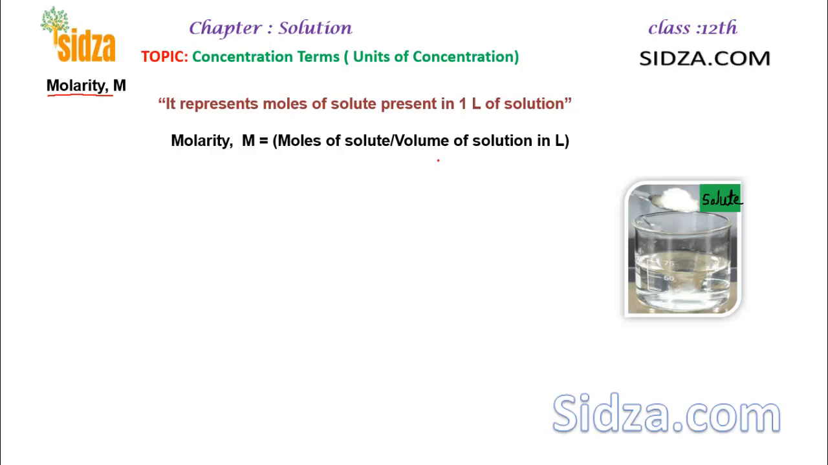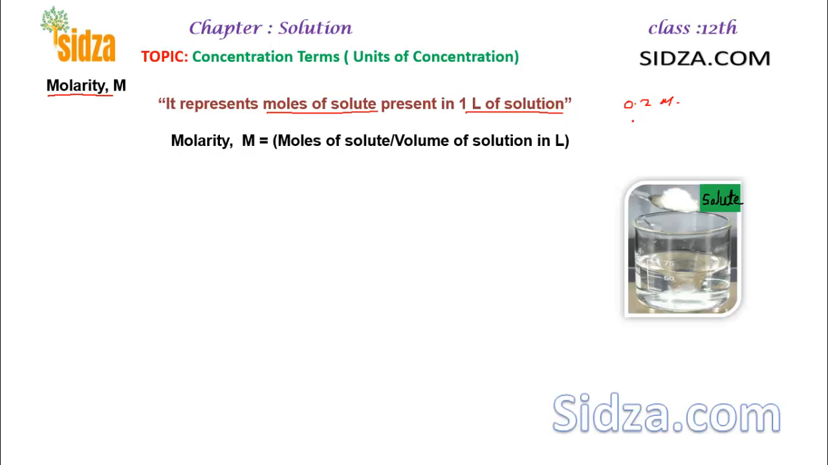But what does molarity mean? How do we define molarity actually? Molarity represents the number of moles of solute present in 1 liter of a solution. So we have a solution. How many moles are present in 1 liter of solution? That's called the molarity. Normally, when we say we have a solution of 0.2 molar, it means 0.2 moles of solute are present in 1 liter of solution.